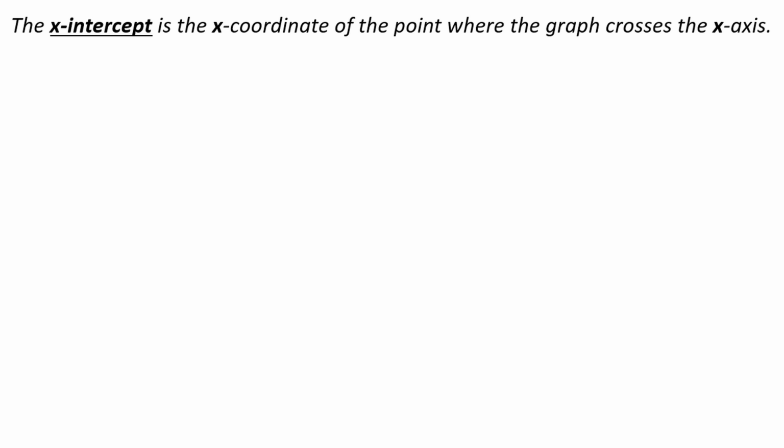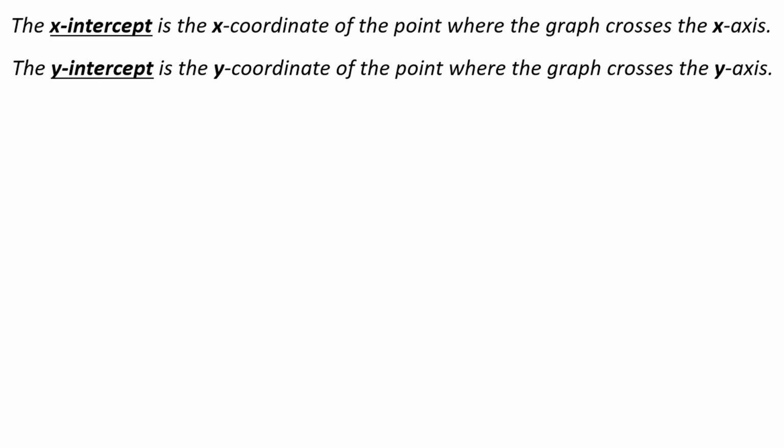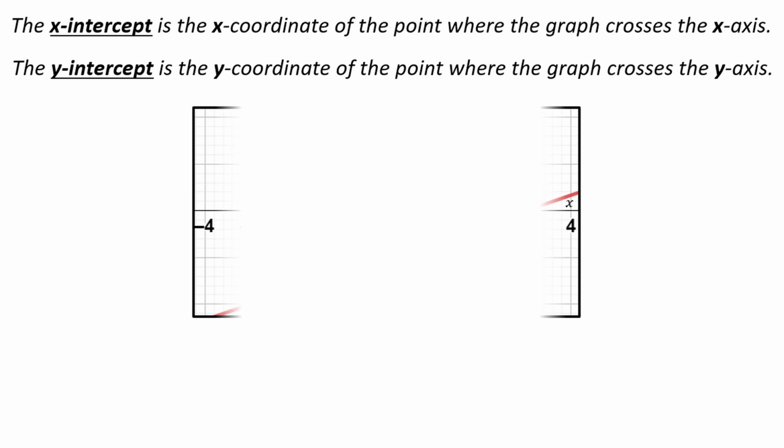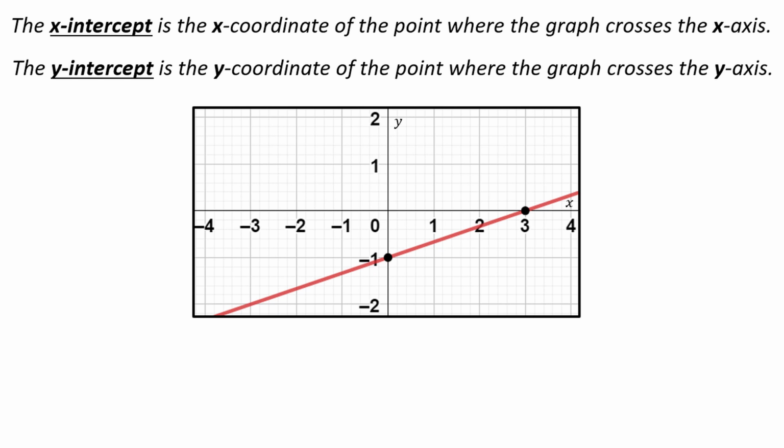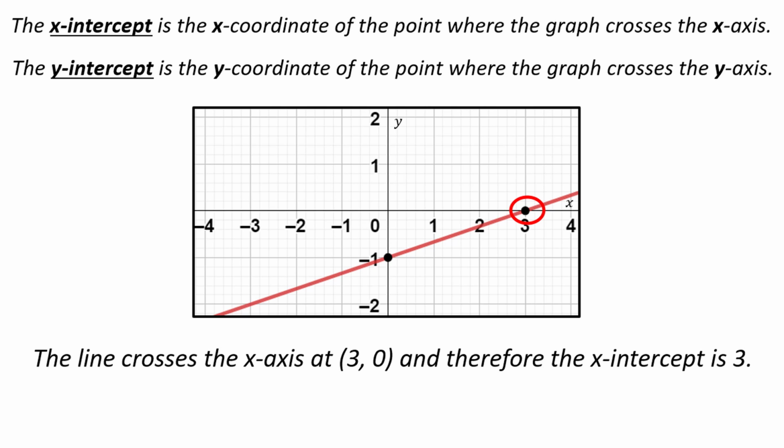When considering the line on a graph, the x-intercept is the x-coordinate of the point where the graph crosses the x-axis. The y-intercept is the y-coordinate of the point where the graph crosses the y-axis. For example, this line here crosses the x-axis at the point 3, 0. The x-coordinate of this point is 3, and therefore the x-intercept is 3.